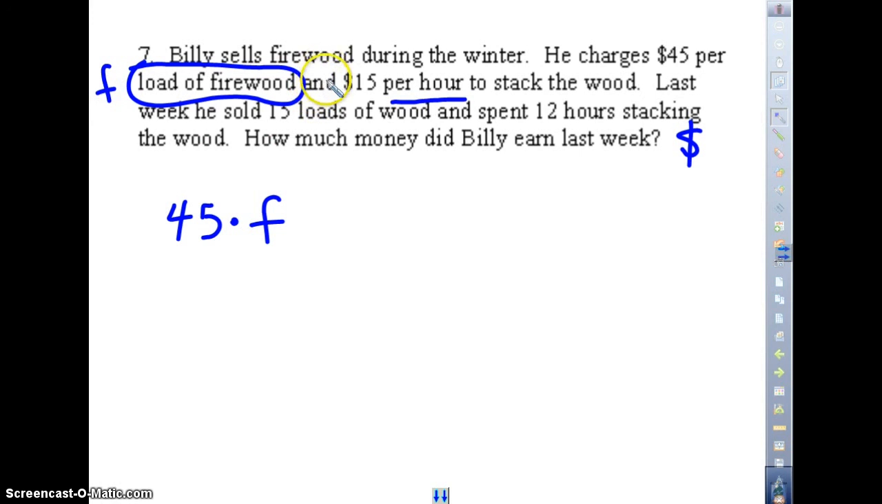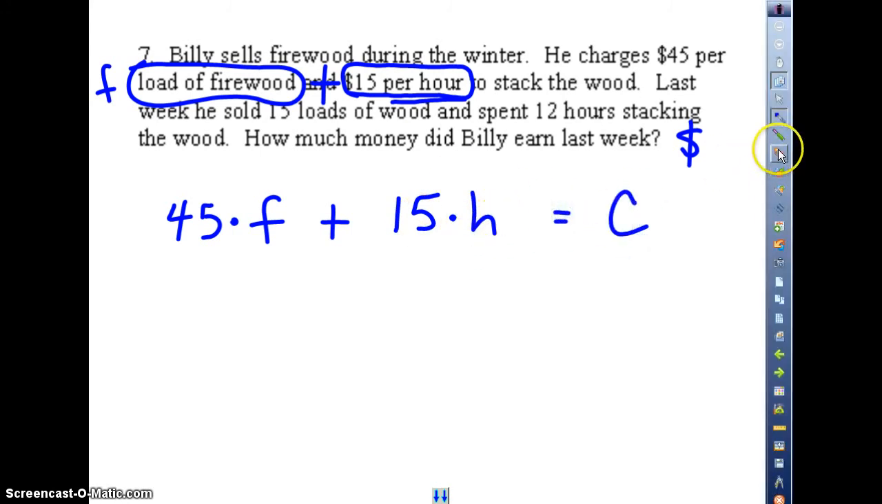And, did you know that "and" means addition? And he charges $15 per hour to stack the wood. So I'm going to call that 15 times H, $15 per hour times the number of hours, and that's going to give us our final, I'm not going to call it cost, I'm going to call it E for earnings. Okay?